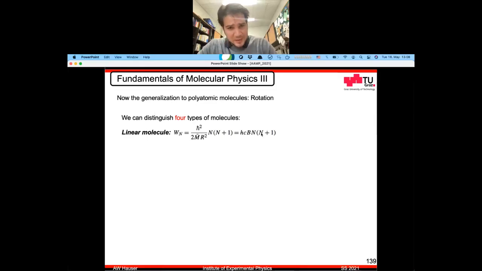And you can see in this notation here, if we write B as something in the units of wave numbers, then we have to multiply it again with hc to have something in the unit of joule for SI, right? So this would be the real expression for the energy in joule if we have B defined as something in the units of wave numbers. Okay, this is the linear molecule.